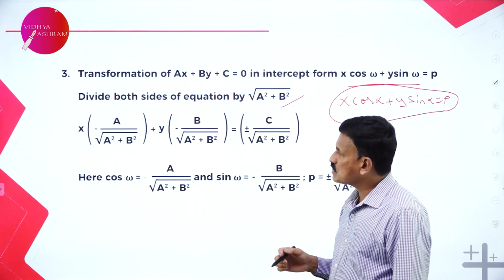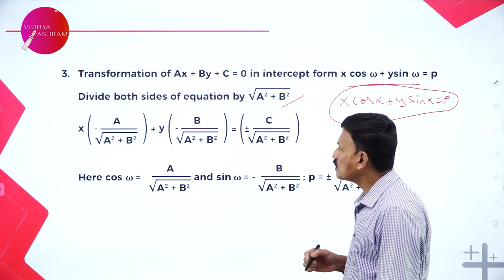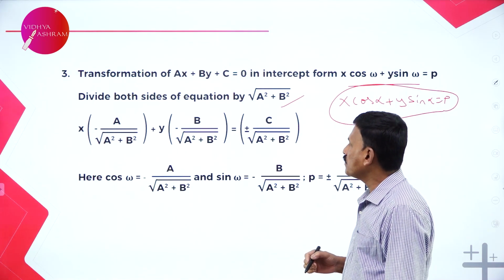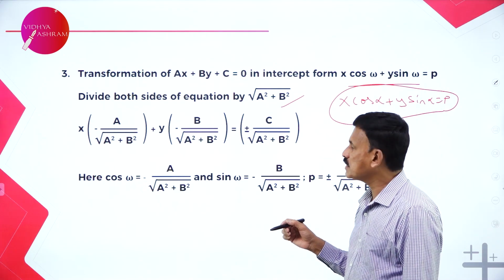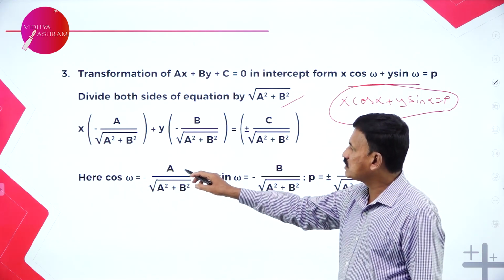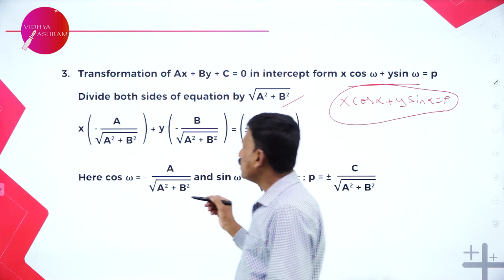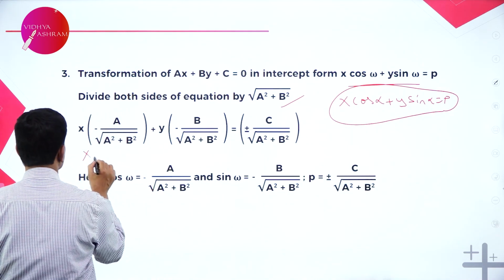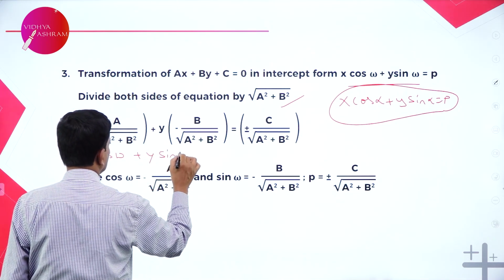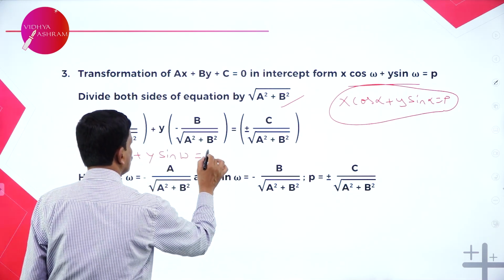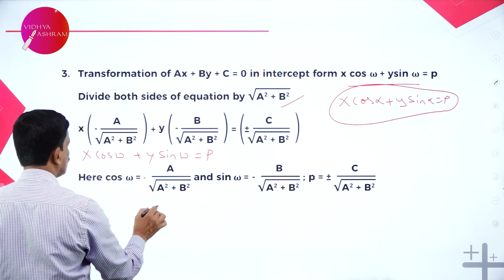So, therefore, x into minus a by root of a square plus b square plus y into minus b by root of a square plus b square is equal to plus or minus c by root of a square plus b square, where cos omega, this is of the form. If you compare, this is of the form x into cos omega plus y into sin omega is equal to p. What is cos omega?